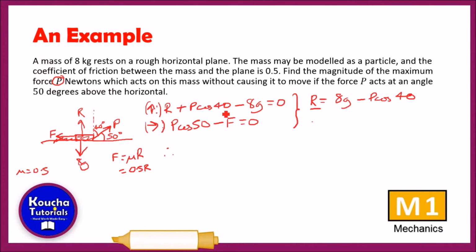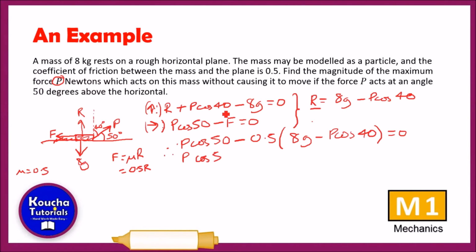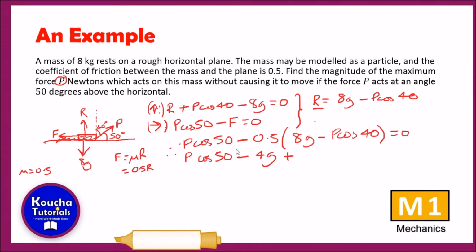So let's put this in here. Therefore, we're going to have P cos 50 minus, F being 0.5 times R, minus 0.5 times (8g minus P cos 40) equals 0. Expanding properly, P cos 50 minus 0.5 times 8g gives us minus 4g, plus 0.5 P cos 40 equals 0.